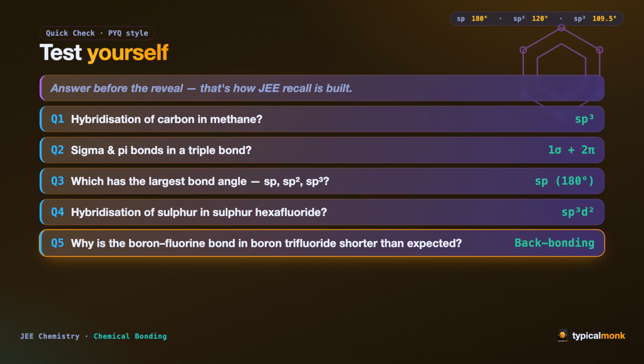Why is the boron to fluorine bond in boron trifluoride shorter than expected from a plain single bond? Because fluorine back donates a lone pair into boron's empty p orbital, back bonding. If that came to you before the reveal, you have truly understood today's class.